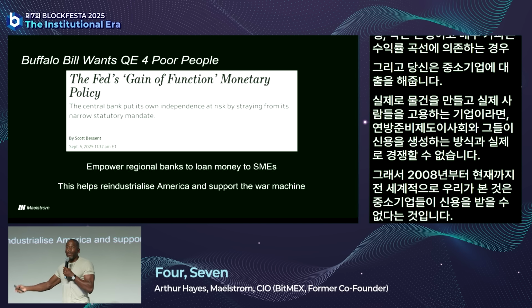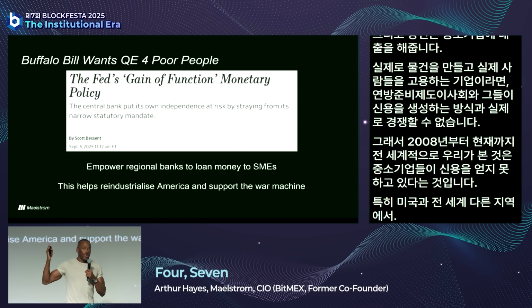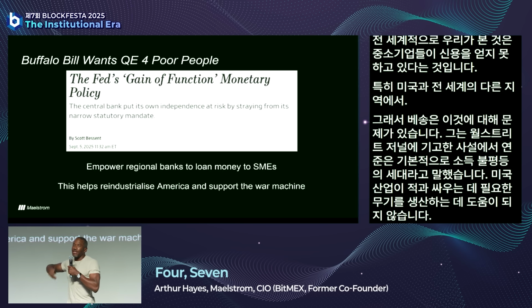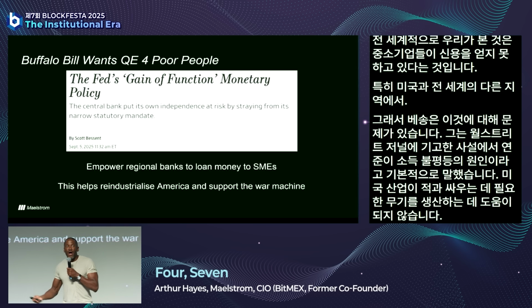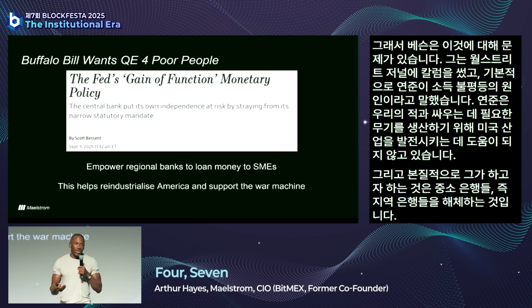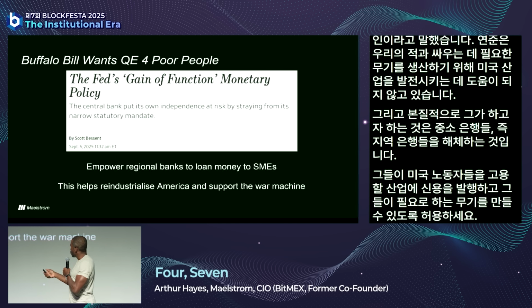And so Bessent has a problem with this. He wrote an op-ed in the Wall Street Journal, and he basically said that the Fed is a generator of income inequality. It's not helping American industry build itself up to produce the weapons that we need to fight our adversaries. Essentially what he wants to do is to unshackle the small and medium-sized banks, the regional banks, and allow them to issue credit to the industries that are going to employ American workers and build the weapons that he needs them to build. And this is all part of the yield curve, which I'll get to in a second.